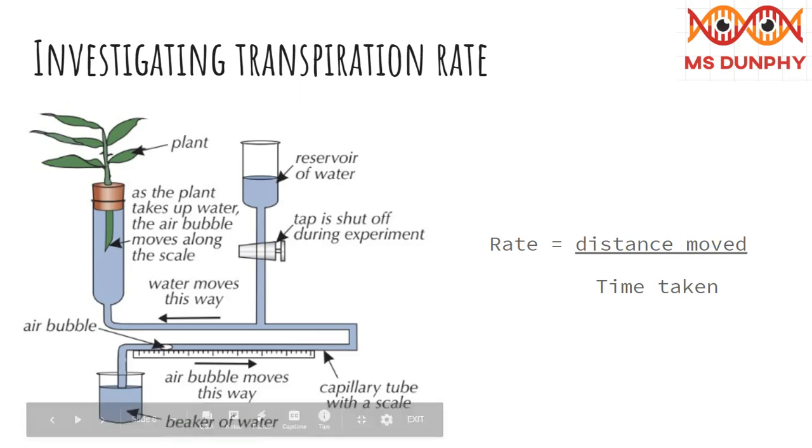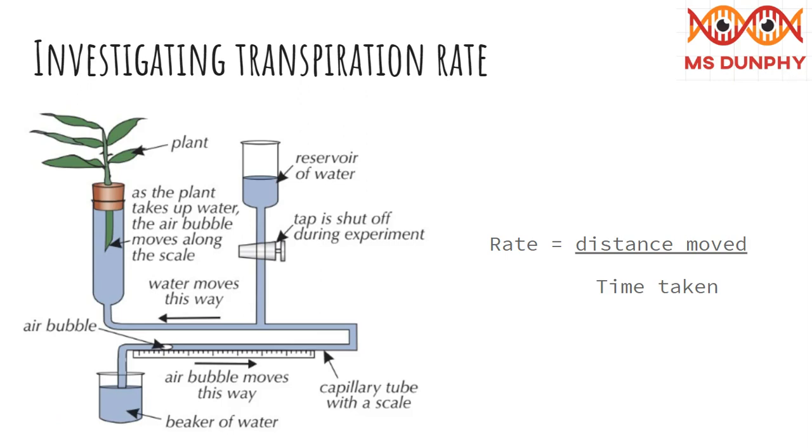To investigate the rate of transpiration, set up the apparatus as in the diagram, and then record the starting position of the air bubble. Start a stopwatch and record the distance moved by the bubble per unit of time, for example per hour. Keep the conditions constant throughout the experiment. Keep the temperature and the air humidity, for example, the same.